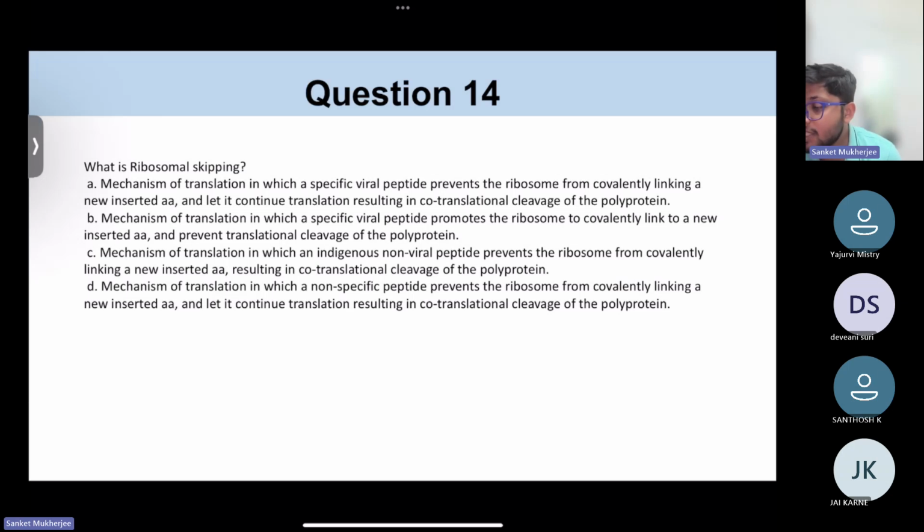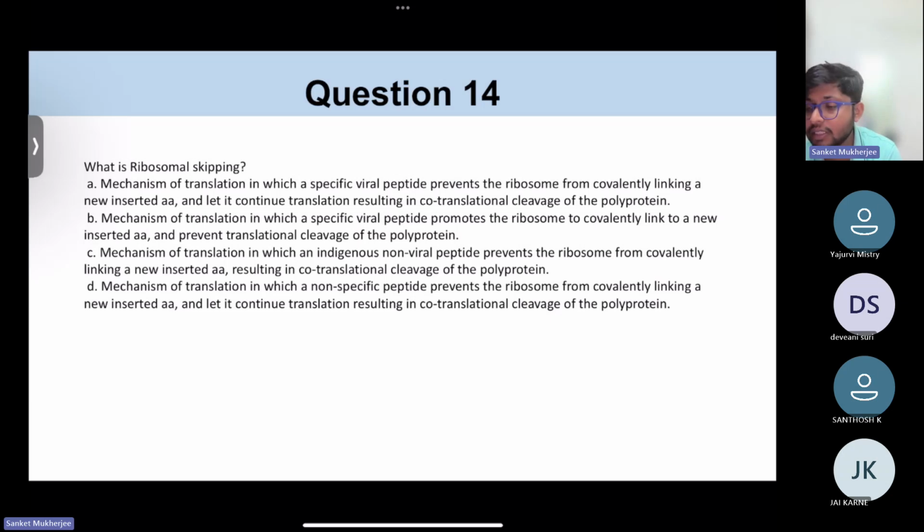Mechanism of translation in which a specific viral peptide promotes the ribosome to covalently link a new inserted amino acid and prevent translational cleavage of the polyprotein. Mechanism of translation in which an indigenous non-viral peptide prevents the ribosome from covalently linking a new inserted amino acid, resulting in co-translational cleavage of the polyprotein. Or D, mechanism of translation in which a non-specific peptide prevents the ribosome from covalently linking a new inserted amino acid and lets it continue translation, resulting in co-translational cleavage of the polyprotein, which would be the answer.